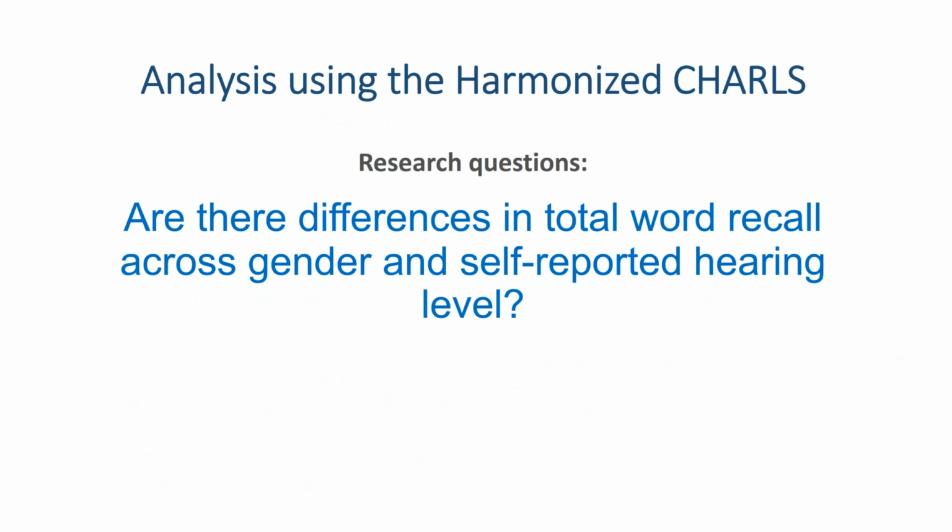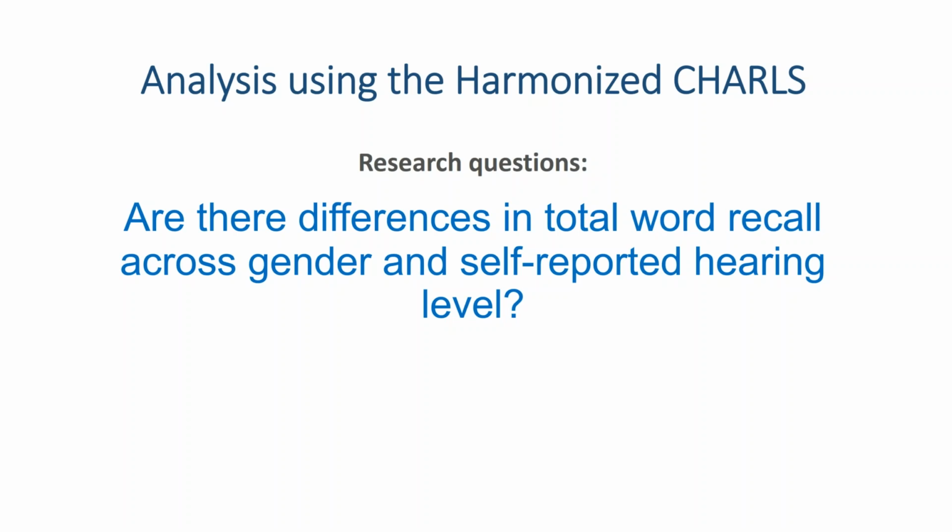We're going to pick a research question to start with and get a feel for using the Harmonized CHARLS. Today, we're going to be asking, are there differences in total word recall across gender and self-reported hearing level? CHARLS, along with many other HRS sister studies, reads the respondent a list of 10 words and asks them to recall the words immediately and again after several other questions have been asked. A total word recall score can be created as the number of correct words remembered immediately and delayed, with a total possible score of 20.